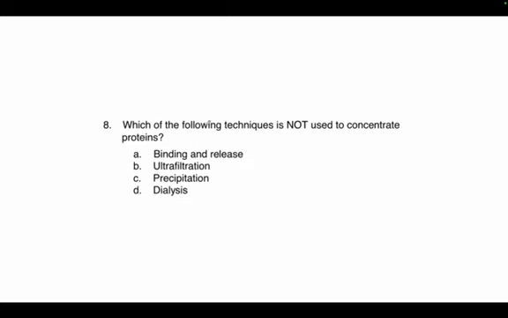Okay. Which of these following techniques is not used to concentrate proteins? Binding and release, ultrafiltration, precipitation, and dialysis. Okay. So, to answer this question, we should know what each of these techniques is doing. So precipitation, you can see that obviously our protein is going to fall out of the solution, and then we can re-dissolve it in a smaller amount of our solution, right? So we can use this to concentrate our protein.